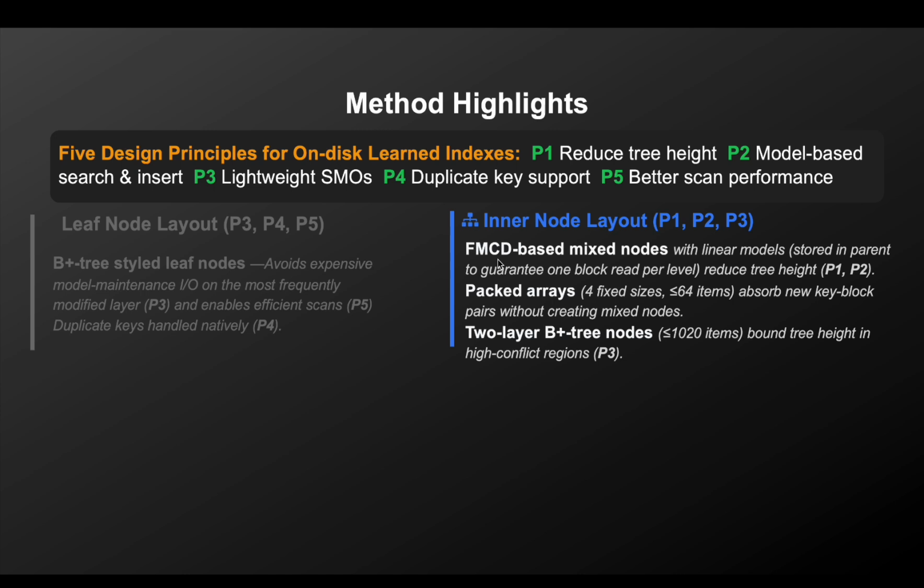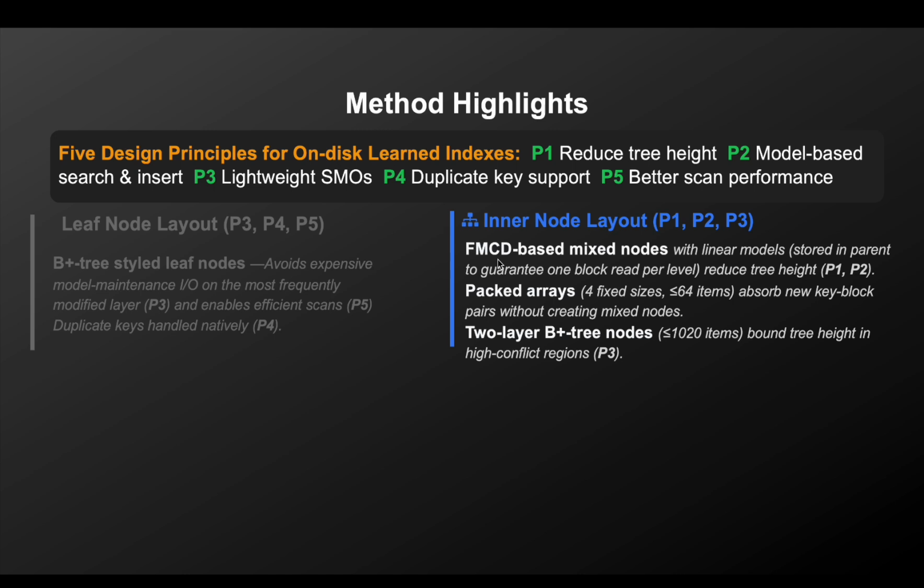The second key design is the inner node layout, where AULID actually uses the learned index idea. AULID uses FMCD-based mixed nodes with linear models to reduce the tree height and guide search efficiently. A critical detail is that the model is stored in the parent, so each level still needs only one block read. That is very important for disk efficiency.